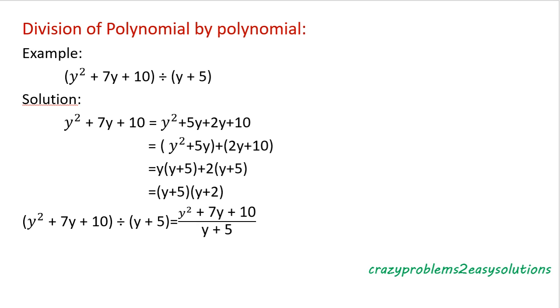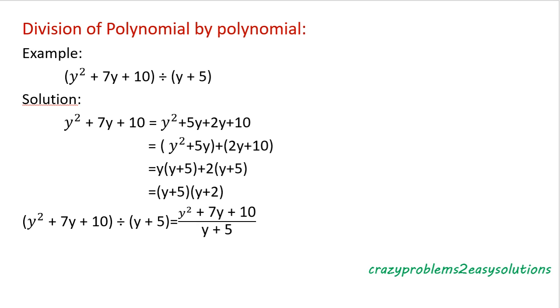Division of a polynomial by a polynomial. We know a polynomial has more than 3 terms appearing, that is called a polynomial. So, example problem: y square plus 7y plus 10 divided by y plus 5.